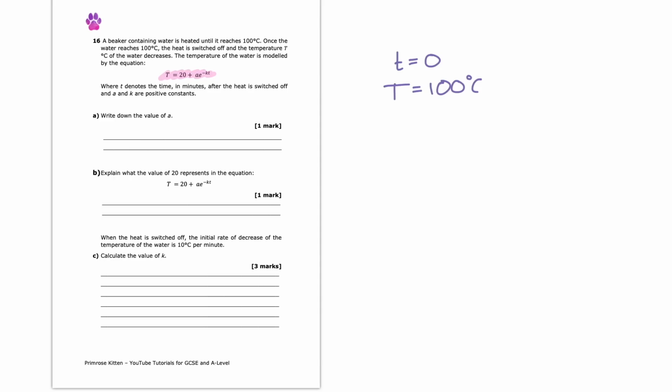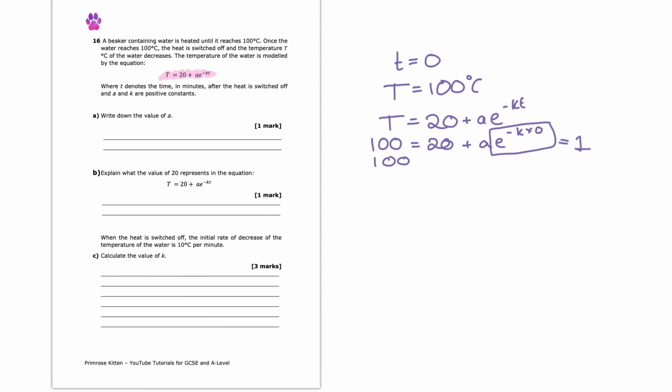So to do this, all we need to do is to substitute in those values, okay? We know that T equals 20 plus A e to the minus kt. Let's substitute in 100 for temperature and 0 for time and see what we get. Now we know that anything to the power of 0 just equals 1, and that's what we have going on there. So we have 100 equals 20 plus A times 1, so just A. So in that case there, A has to be equal to 80.